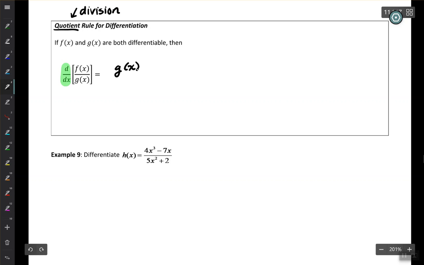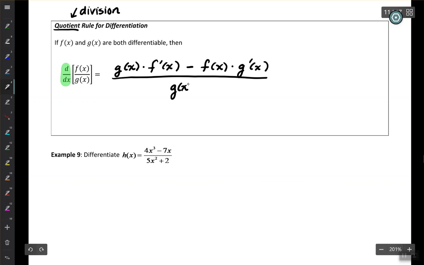G of x, so it's the denominator, times the derivative of the numerator, minus the numerator times the derivative of the denominator, all over the denominator squared, the denominator times itself.